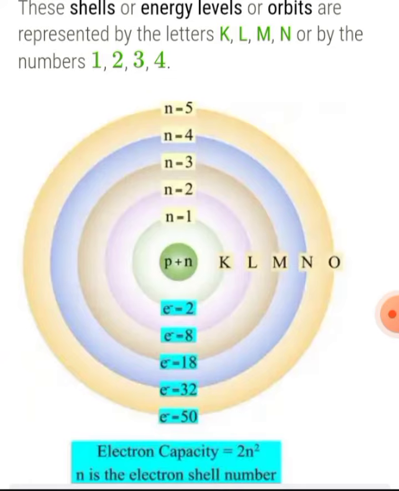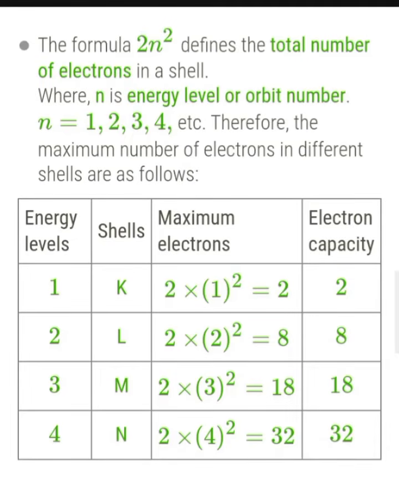So let's move to the next one. On electron shell, you can see the formula is 2n squared. We define the total electrons in the shell.